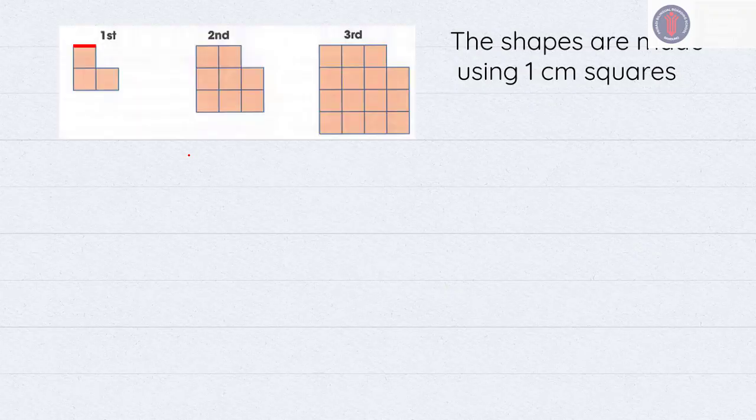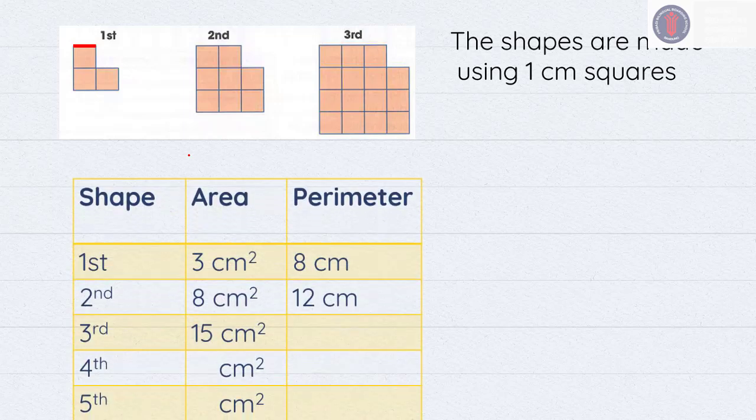For learner's book, page 101, this is number 3. Let's do this together. Okay, there's a table like this. You can start to complete the table. The first shape, the area is 3 centimeters square and the perimeter is 8. We can count together. 1, 2, 3, 4, 5, 6, 7, and 8. There are 8 centimeters of the perimeter. The second one, for the area, you just count how many squares. This one, 1, 2, 3, 4, 5, 6, 7, 8.